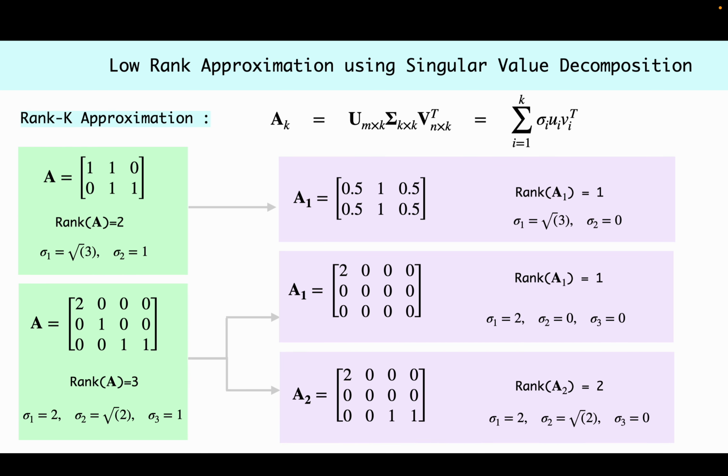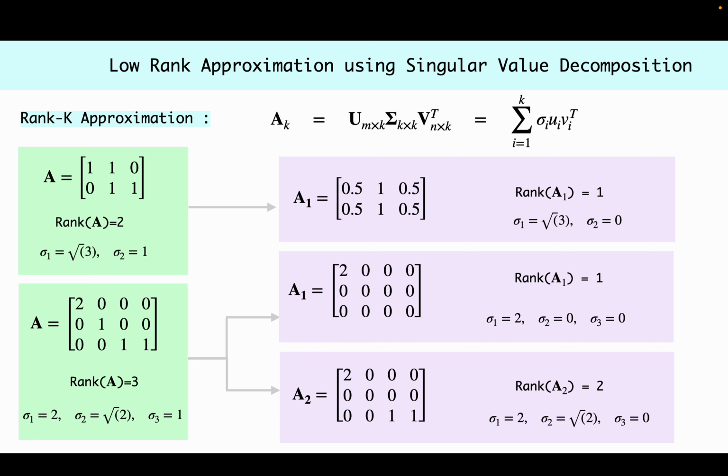The best rank 2 approximation of a matrix can be obtained by retaining the 2 largest singular values, which is sigma 1 equal to 2 and sigma 2 equal to root 2. As you can see here, A2 is the best rank 2 approximation of the matrix A. In this way we can obtain the kth rank approximation of a matrix of any dimension by using SVD.